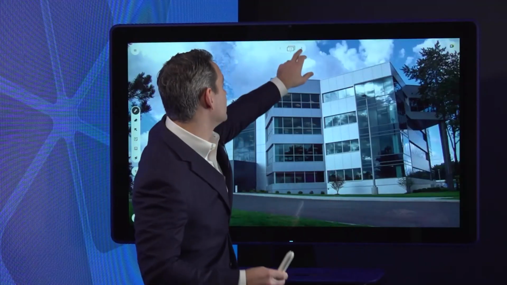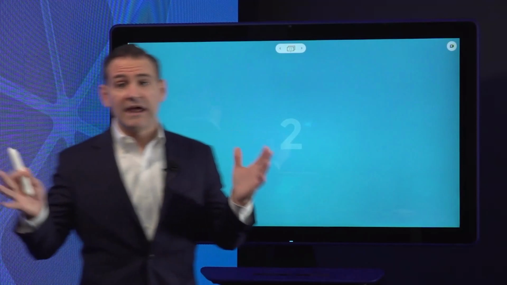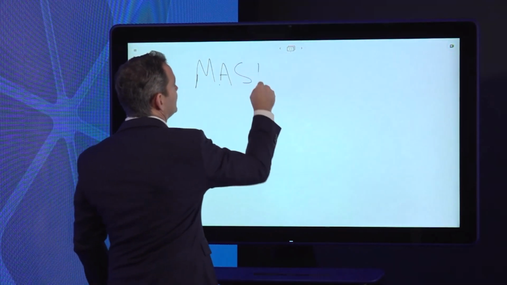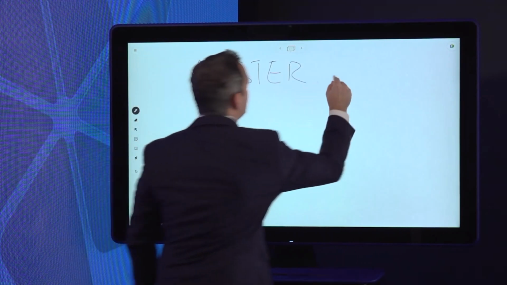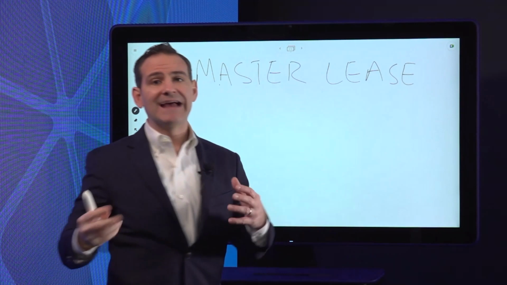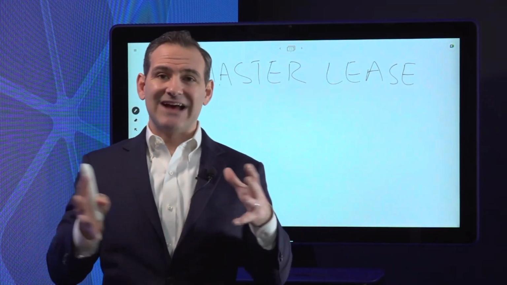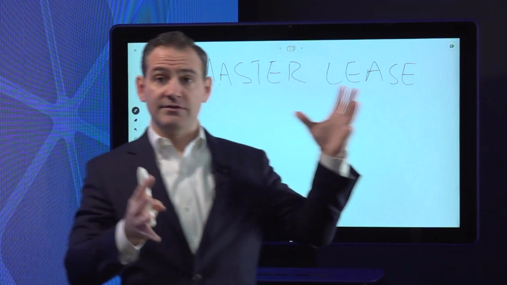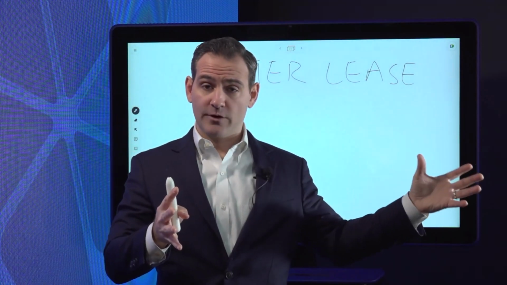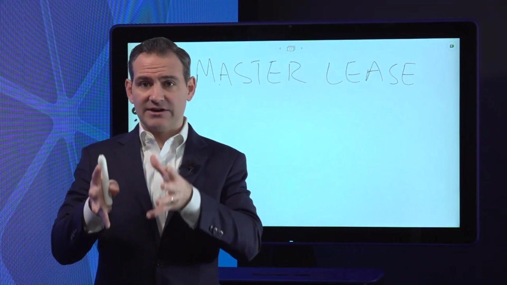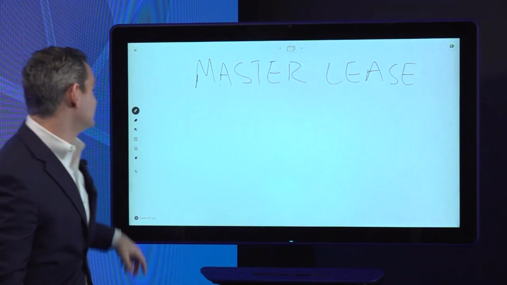Let's go over to the whiteboard here. Again, this is called a master lease. Master lease. And there is a master lease agreement. And this master lease agreement is signed by both the IRA account holder and the landlord. So the IRA, the asset of the IRA is a master lease agreement.